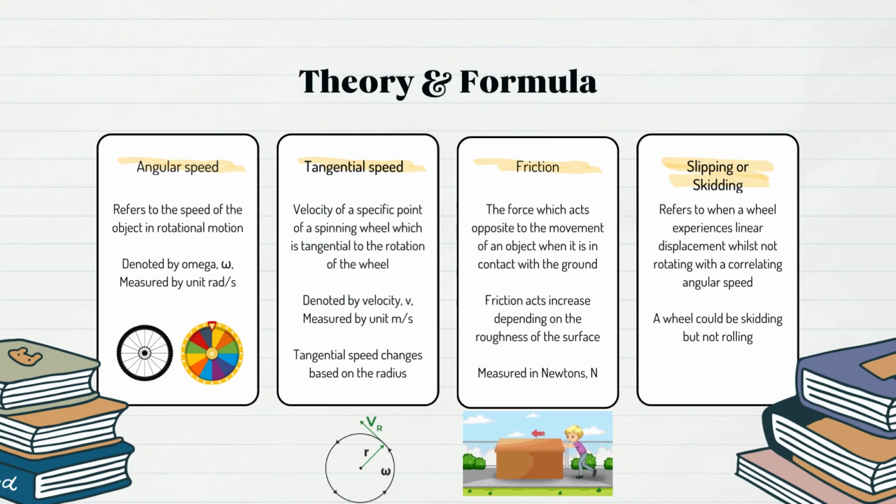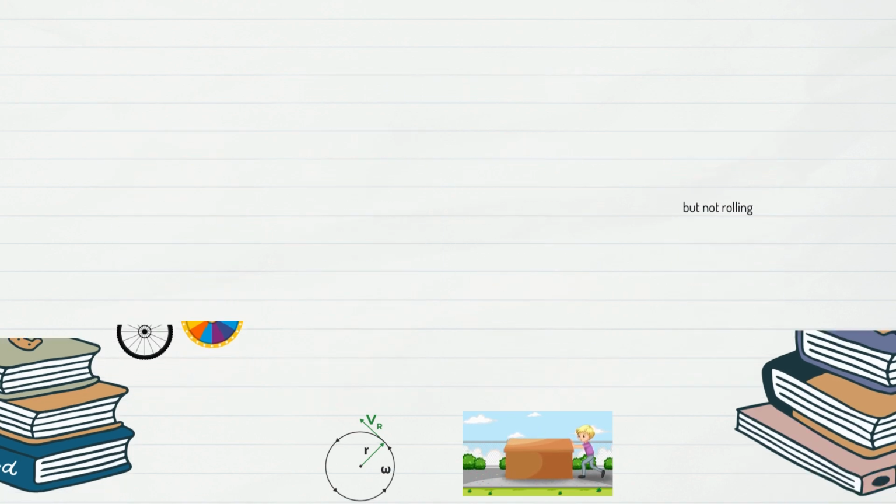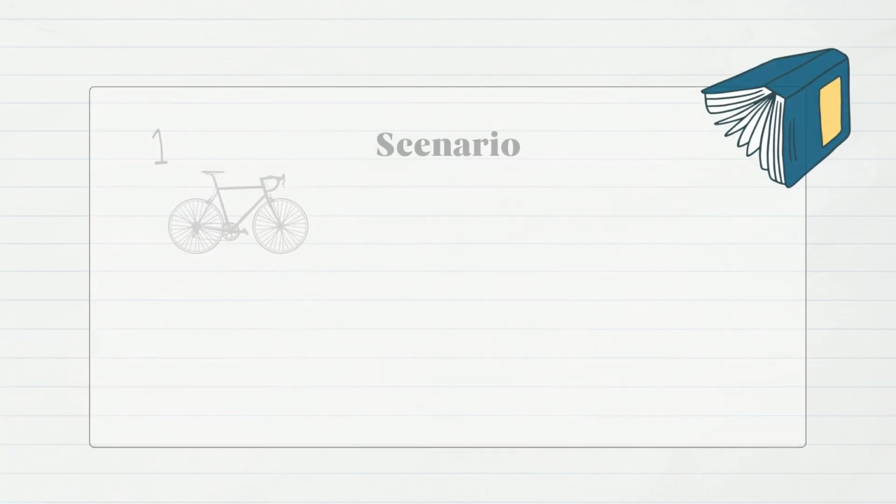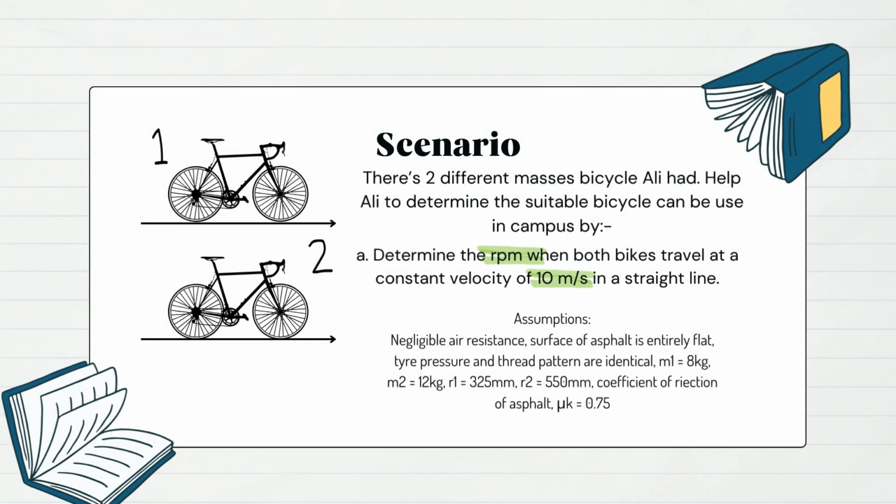And lastly, slipping or skidding. Slipping or skidding happen when a wheel experiences a linear displacement whilst not rotating with a correlating angular speed. To be more clear, it happens when the brake is applied. So, the wheel is not rolling but it is skidding.